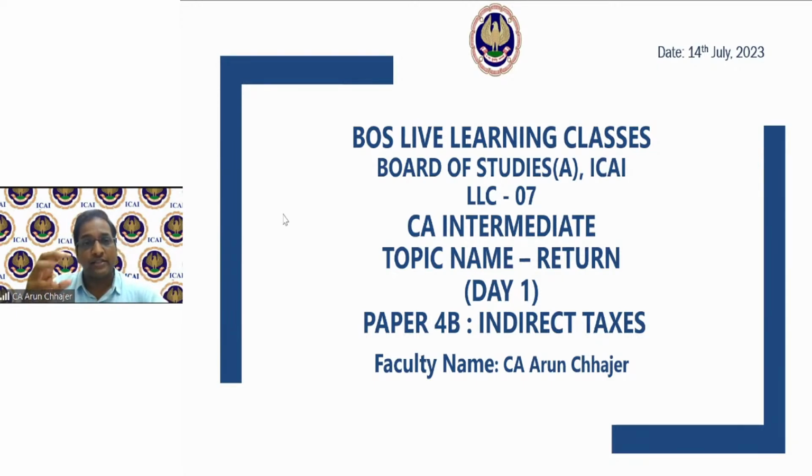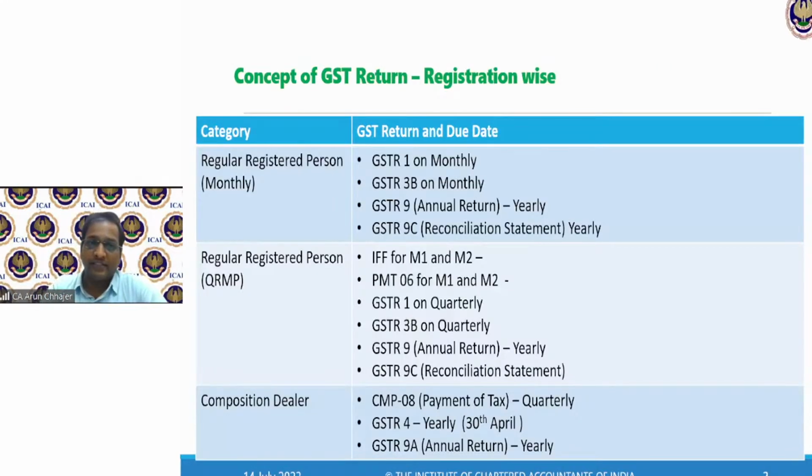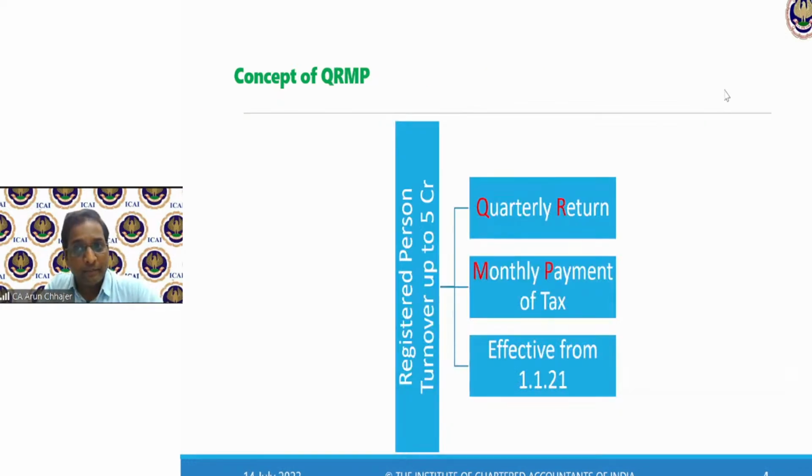Now, in that, there is a concept of QRMP. This is the particular slide in which I have written the return applicable to the regular category: monthly, QRMP or composition. Let me move on. What is the meaning of QRMP? Q stands for quarterly, R stands for return, M for monthly, and P for payment. It means QRMP is only applicable for the regular category of taxpayers who are furnishing GSTR 3B and GSTR 1.